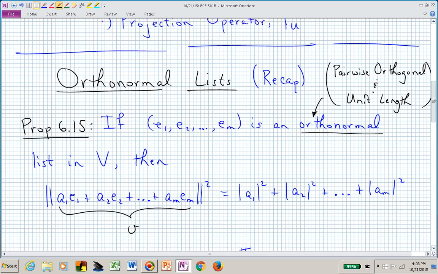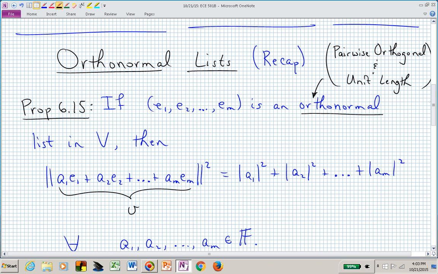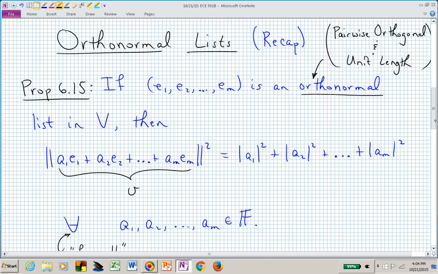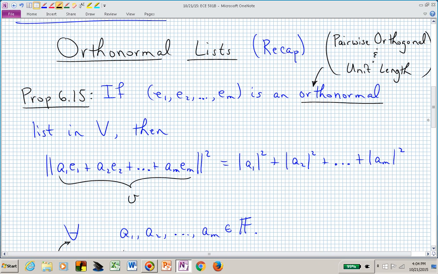Let's now just recap what we have already talked about, and that is these orthonormal lists. And this was proposition 6.15, which says if we're given a list of vectors, E1 through E sub m, being Michigan in size, and m may not be the same as the dimension of our vector space V. The vector space V may be of dimension 10, and m might be 5.